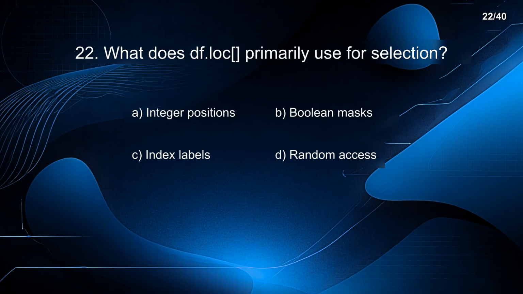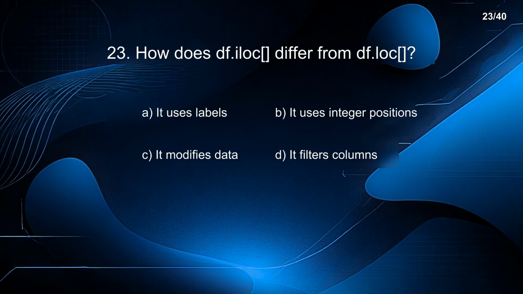Correct answer is C. Index labels. 23rd question. How does df.iloc differ from df.loc? A. It uses labels. B. It uses integer positions. C. It modifies data. D. It filters columns.